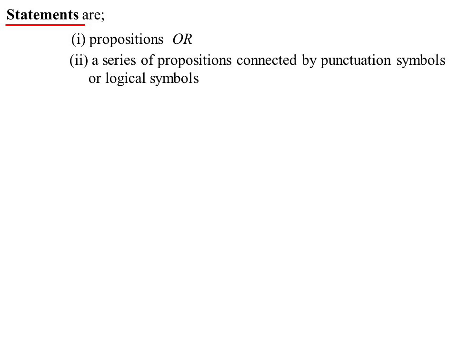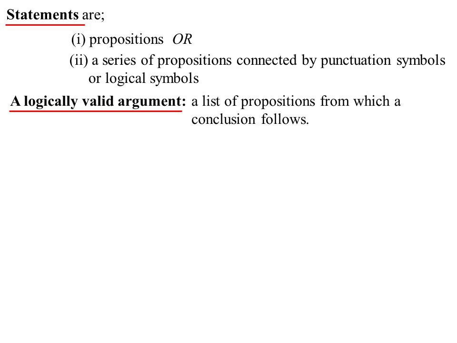So that brings us to a statement. Now a statement could simply be a proposition. A proposition is a statement. Or of course it could be a series of propositions that are connected by the punctuation symbols and the logical symbols that we see. A logically valid argument. So you have a whole list of propositions followed by a conclusion. That essentially is a proof.